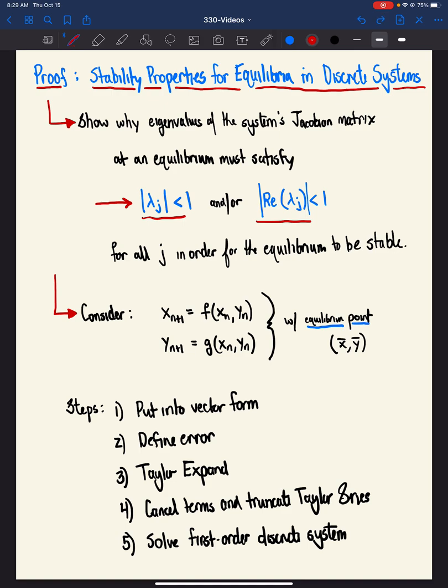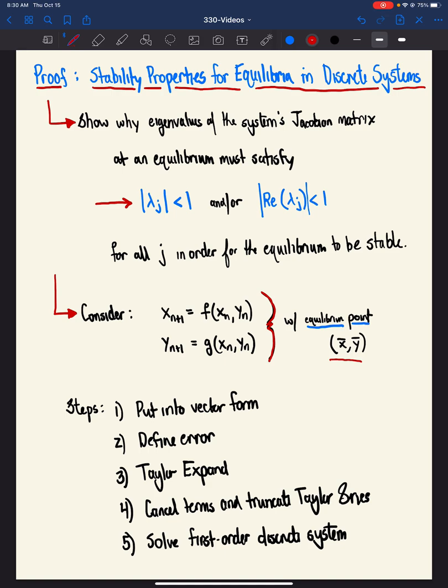So we're going to consider a discrete equation. In this case, we'll consider two discrete equations, but in a moment we're going to extend this to such generality that this could be any number of coupled discrete equations. We'll assume that there's an equilibrium point, so we have all of our x bar, y bar, z bar, whatever friends we need if we're considering a general system. But for right now, we can think of this just as a two-coupled system of equations.